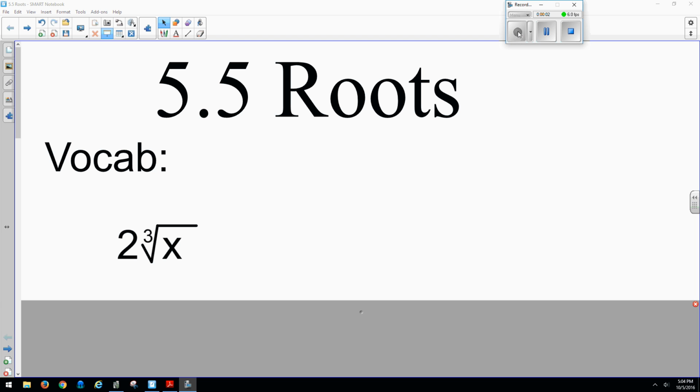Okay, today we're talking about roots of real numbers. Later on in this unit, we're going to be talking about roots of numbers that are not real or imaginary. So we're going to start with some vocab.